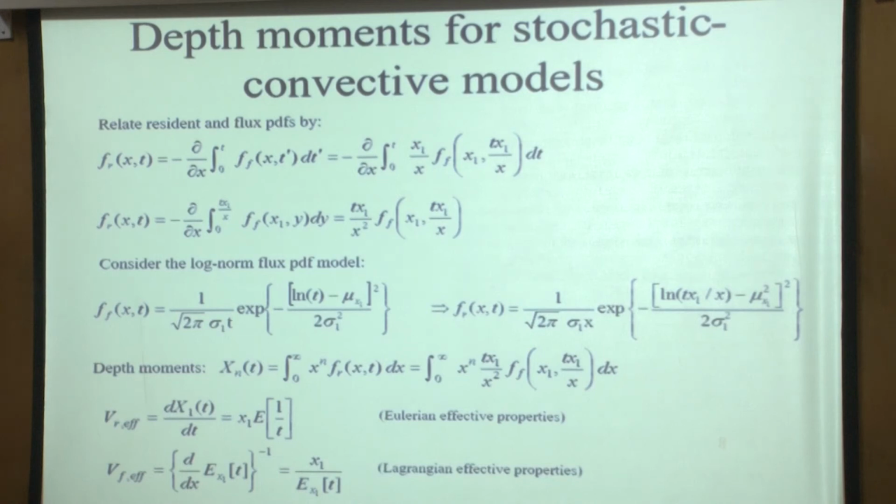I just want to remind us, therefore, from depth moments, this is what I get as my effective velocity: x1, any distance, divided by the expectation of 1 over t. Whereas the effective velocity in the Lagrangian sense was this one.